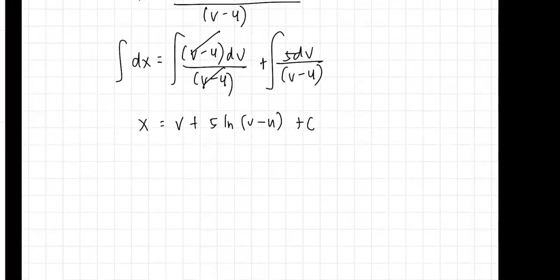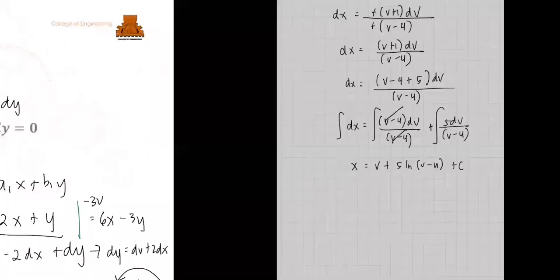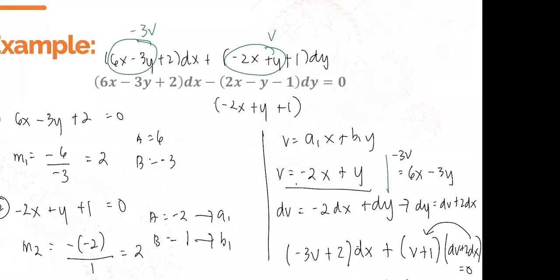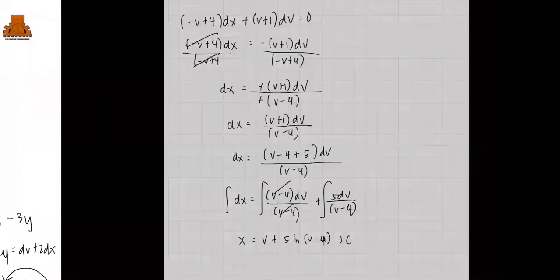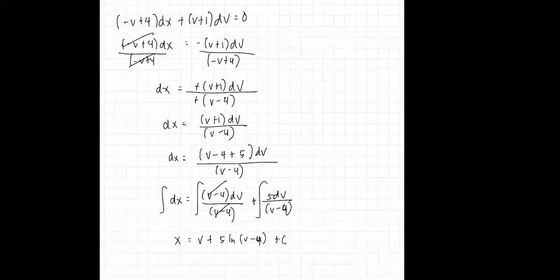Okay? Then substitute natin pabalik yung assumption natin para sa v. So yung v natin kanina, 4 pala to, no? V minus 4. So yung v natin is equals to negative 2x plus y.